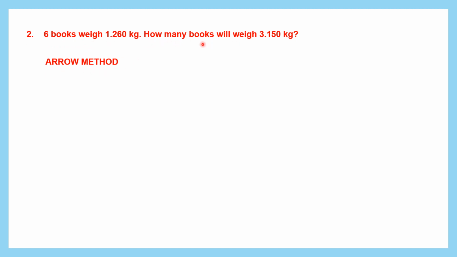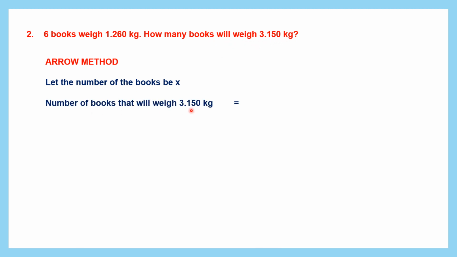How many books? We have to find the number of books. So let the number of books be X, because we don't know what it is. And we have to find out how many books will weigh 3.150 kilograms. So that is our next statement. Two simple statements.